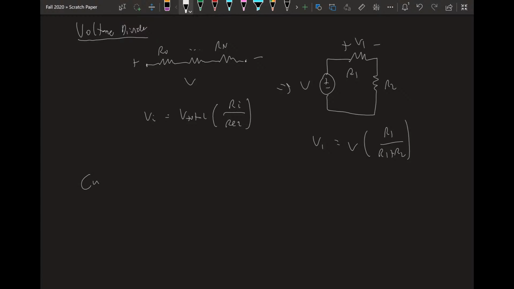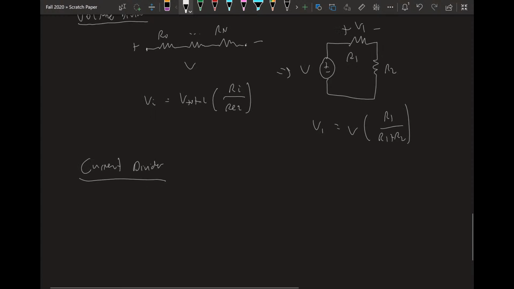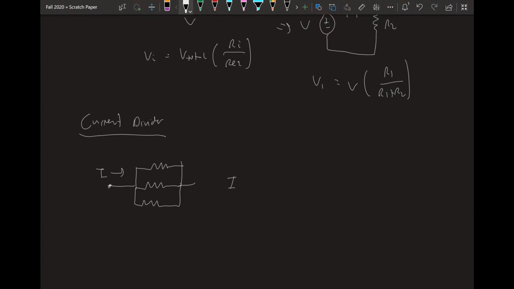There's also a current divider, where for resistors in parallel, we know that the current divides itself up among each branch. So if you know the total current going into a parallel configuration of resistors, to solve for the current going through any one resistor, let's call it IK actually, II is kind of confusing. We'll say IK equals I total times the opposite of the voltage divider. This time R equivalent's on the top and RK is on the bottom.